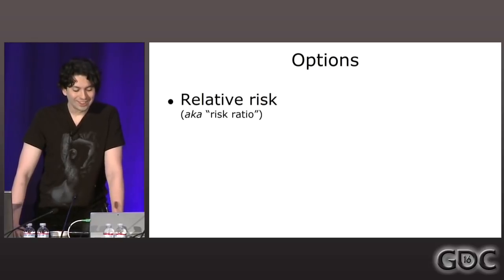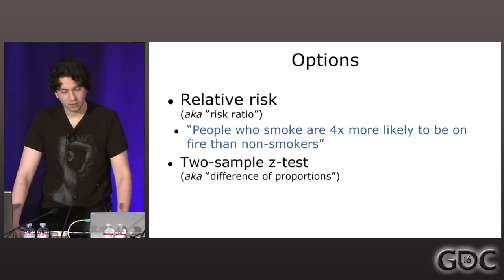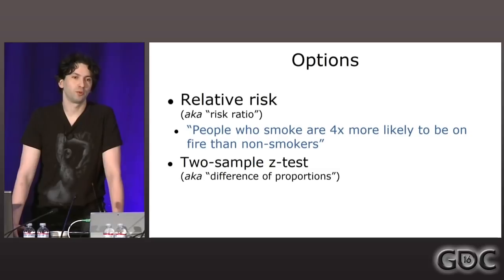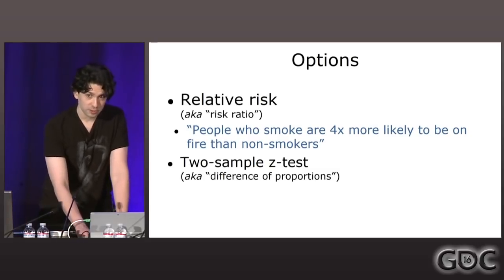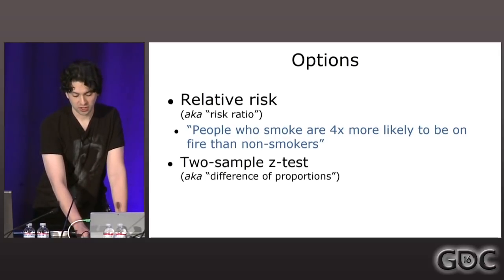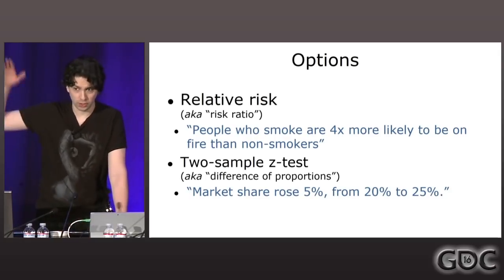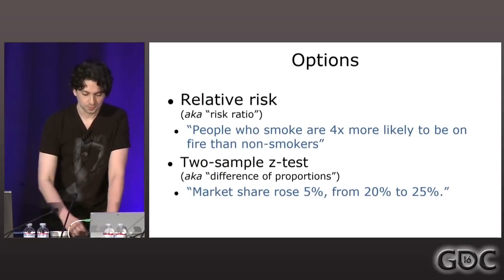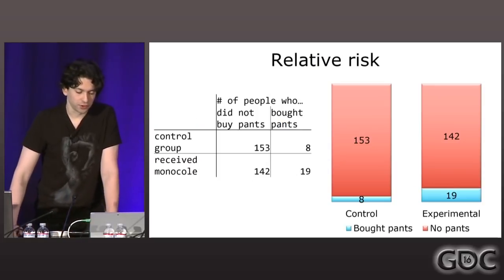Got two options for this scenario. One is the so-called relative risk test. This is used in epidemiology. It's the thing where they say, like, people who smoke are 4 times as likely to spontaneously combust. The other is the difference of proportions, and it's what you say when you say our market share has increased by 5 percentage points, and you really mean it's gone from 20 to 25 as opposed to like 20 to 22. Let's do the relative risk first.